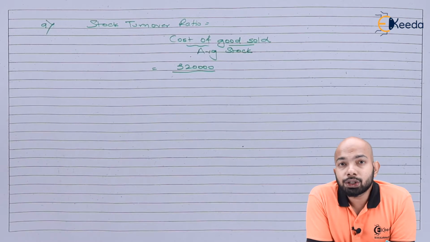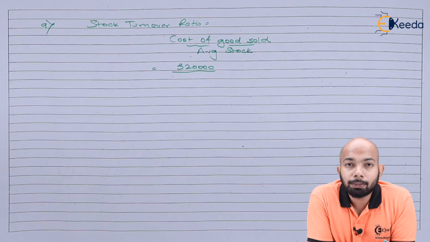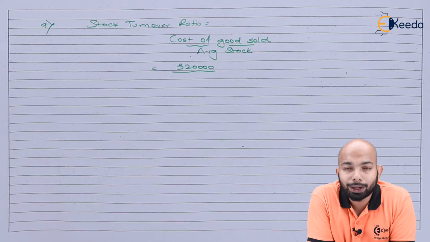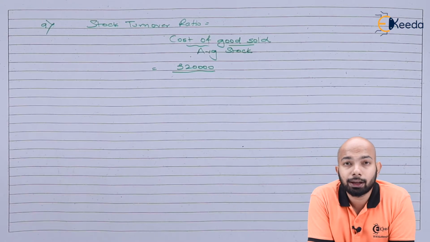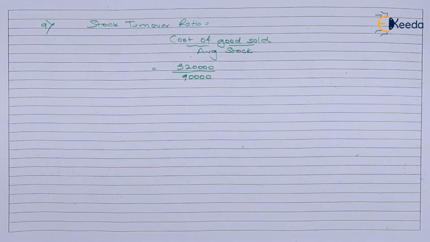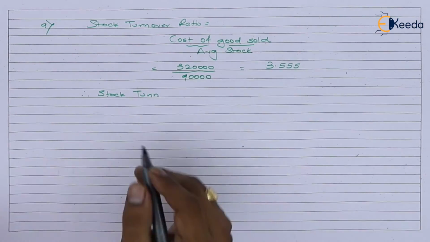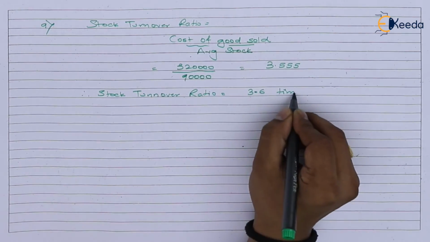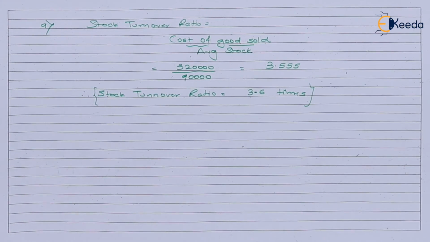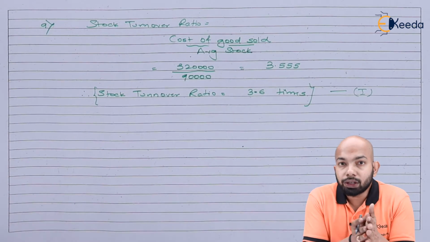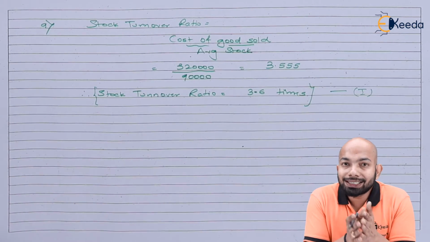Now when it comes to average stock, that is opening plus closing divided by 2. However, we don't have any such details. So the closing stock value that has been provided in the balance sheet is the value itself that you are supposed to take here, that is 90,000. So the stock turnover ratio is 3.6 times.